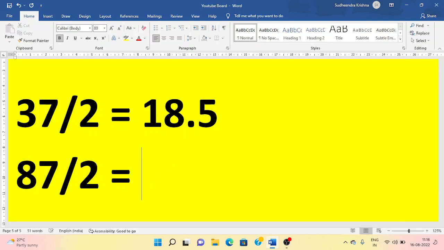Now let us take another problem. 87 divided by 2. 87 is an odd number. So put 0.5 on the right side of the answer. Now to get the left portion of the answer, subtract 1 from 87. 87 minus 1 is 86. Find half of 86. Half of 86 is 43. So this is the required answer. So half of 87 is equal to 43.5. So half of 37 is 18.5, and half of 87 is equal to 43.5. It's as simple as this.